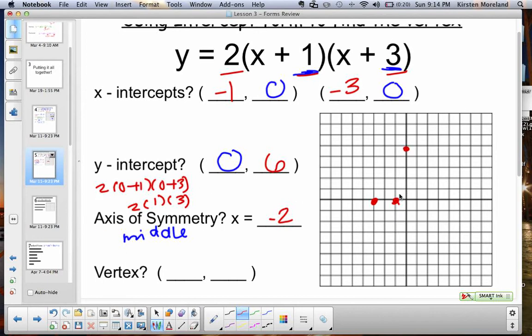Oops, I don't think that's 6. Hold on. 1, 2, 3, 4, 5, 6. All right, the axis of symmetry we already found is right in between negative 3 and negative 1, which is right there at negative 2.